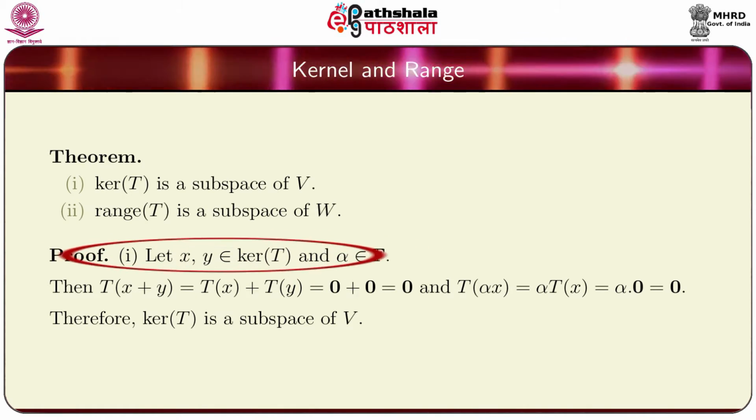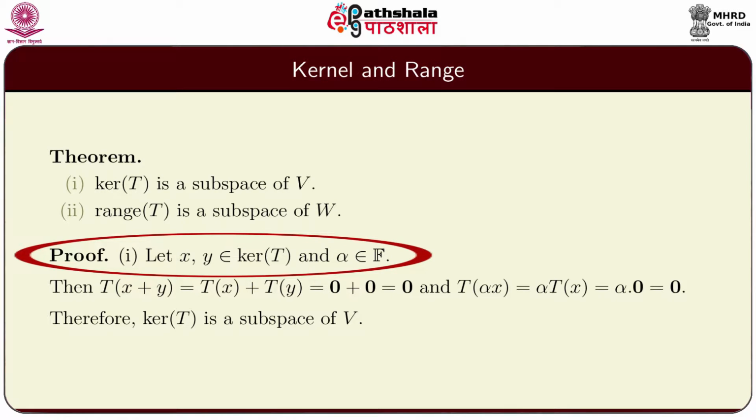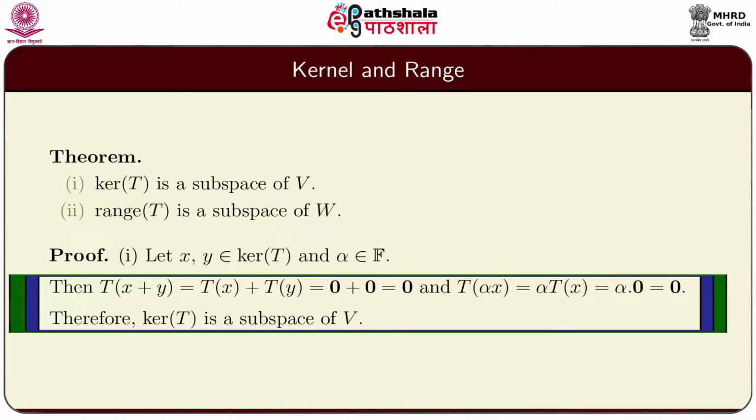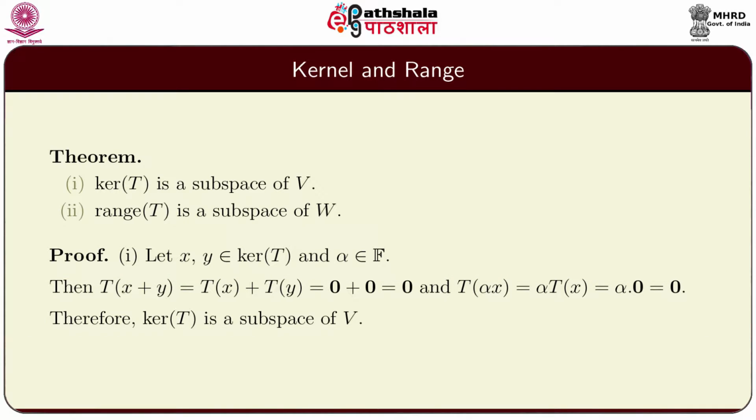Now, if we take any two vectors x and y in kernel T and the scalar alpha in F, then T of x plus y is T of x plus T of y. So, it is 0 plus 0 because x and y are in the kernel of T, and therefore, T of x plus y is also 0. This shows that x plus y belongs to kernel T, and T of alpha x is alpha Tx. This is by homogeneity of T, and that is alpha times 0, that is 0. Therefore, alpha x is also in kernel T. We have therefore proved that kernel T is a subspace of V.